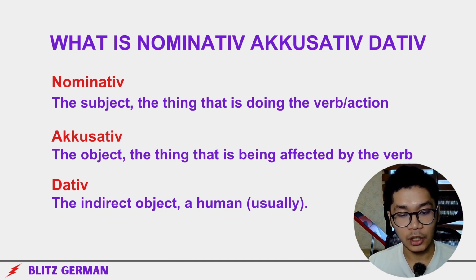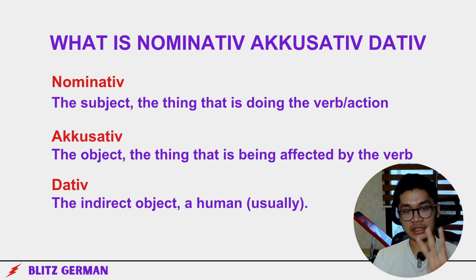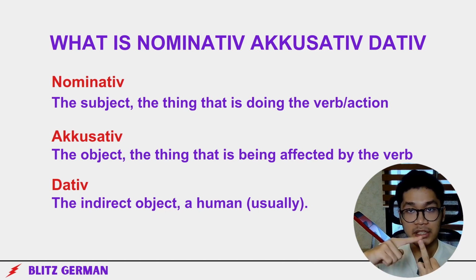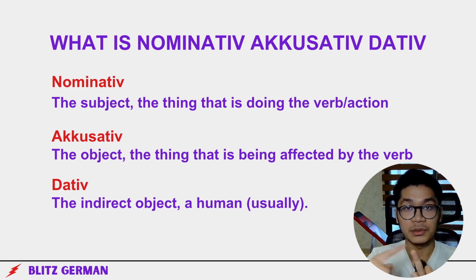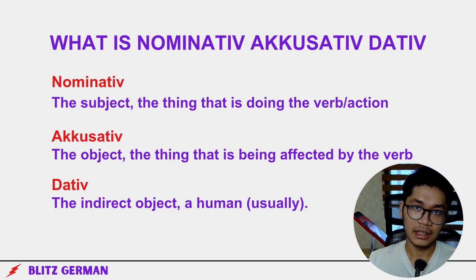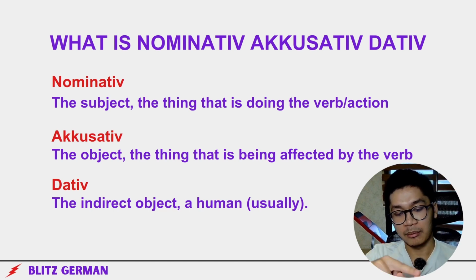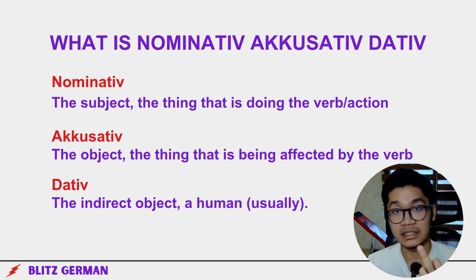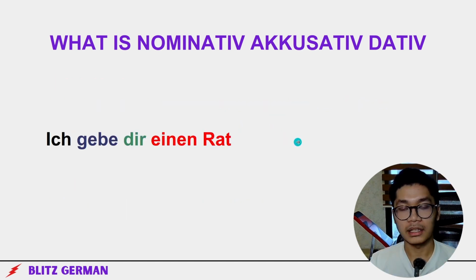Dativ, the indirect object, usually a human. In that sentence, "ich bringe dir Deutsch bei," there are only 3 things. Ich, dir, Deutsch. So ich is nominative. Deutsch is Akkusativ. Dir is what? Dative. So usually human. Ich is already nominative. The last thing is dir, the only human in that sentence. So it's dir, dative.